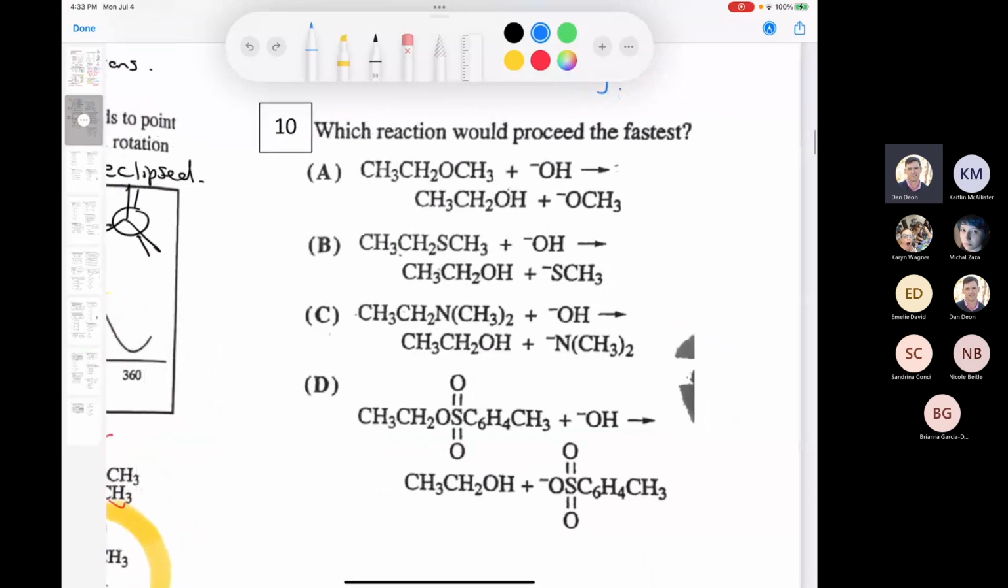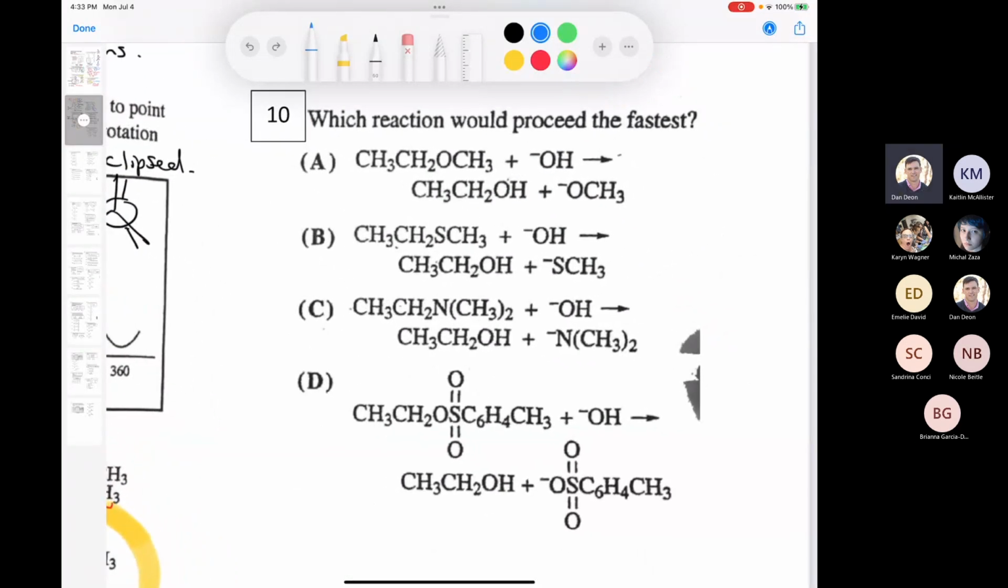Question number 10. I wanted to show you this one because it's kind of interesting. It says, which reaction would proceed the fastest? What they're trying to show you here is that you're taking hydroxide in all 4 cases, and you're reacting it with something and basically doing what looks like an SN2. Why I say it looks like an SN2 is because some of these wouldn't work. But they're trying to show you an SN2 reaction.